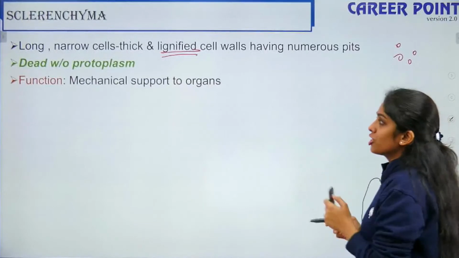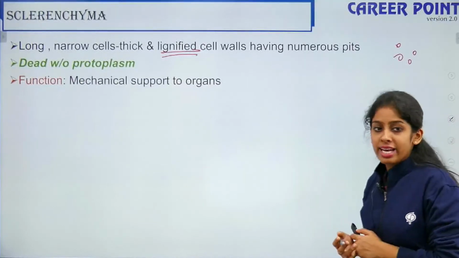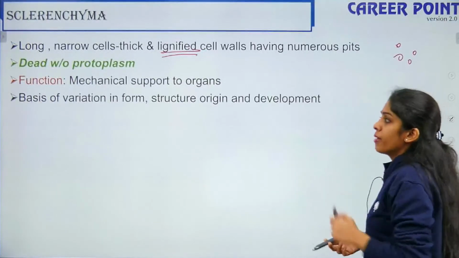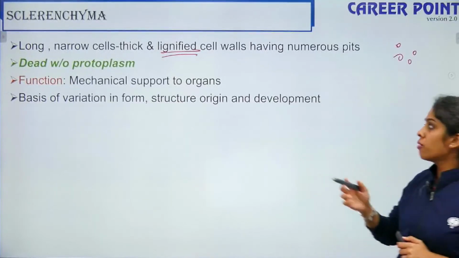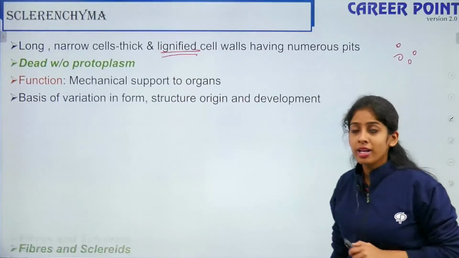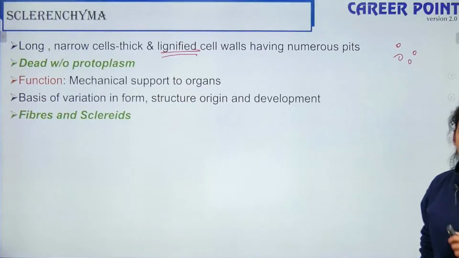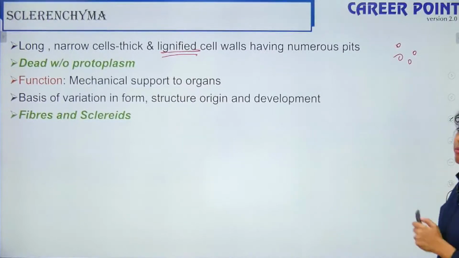Alright. Function, again it provides mechanical support to the organs. On the basis of variation in form, structure, origin and development, the sclerenchymatous cells are divided into fibers and sclereids.